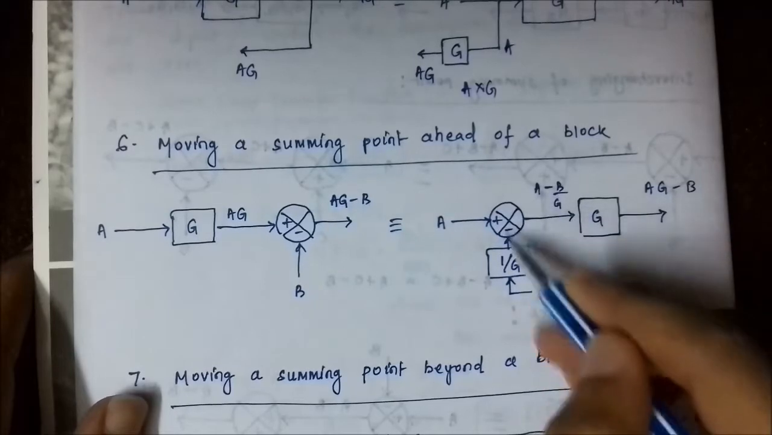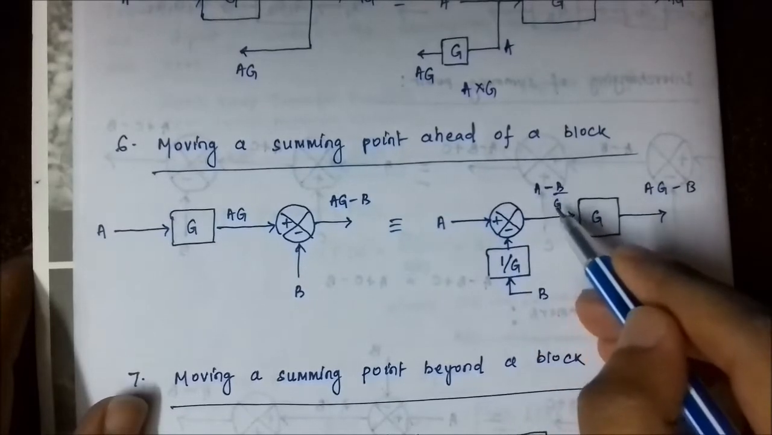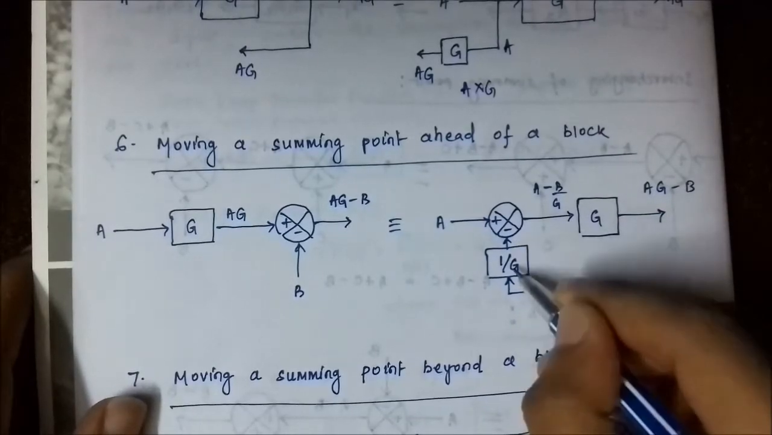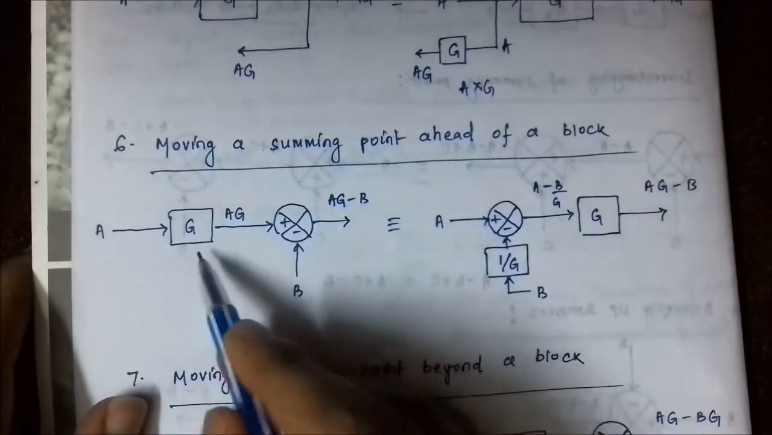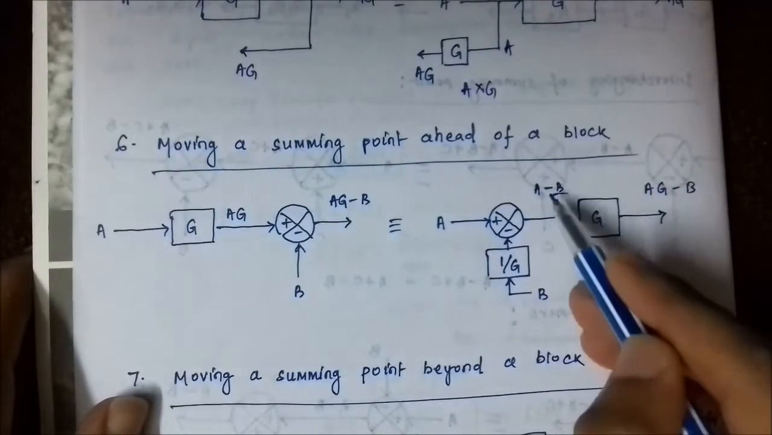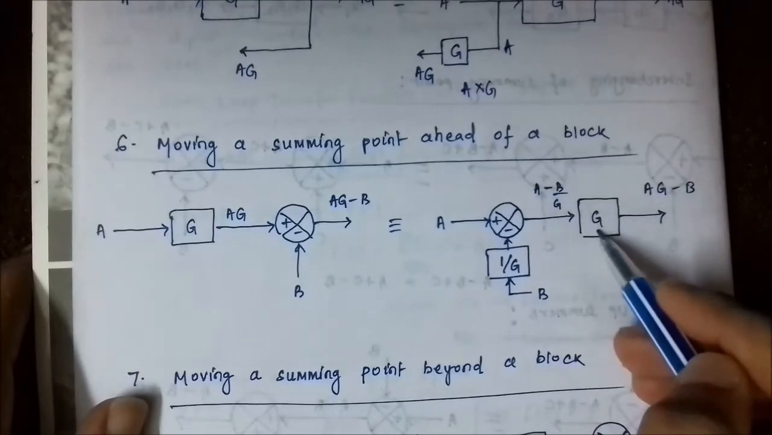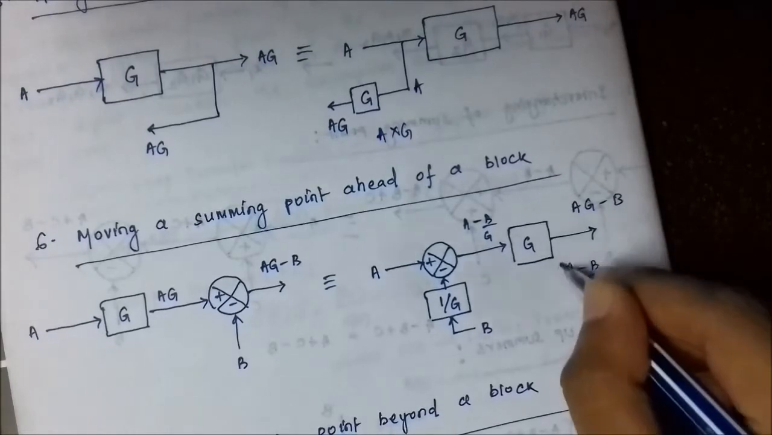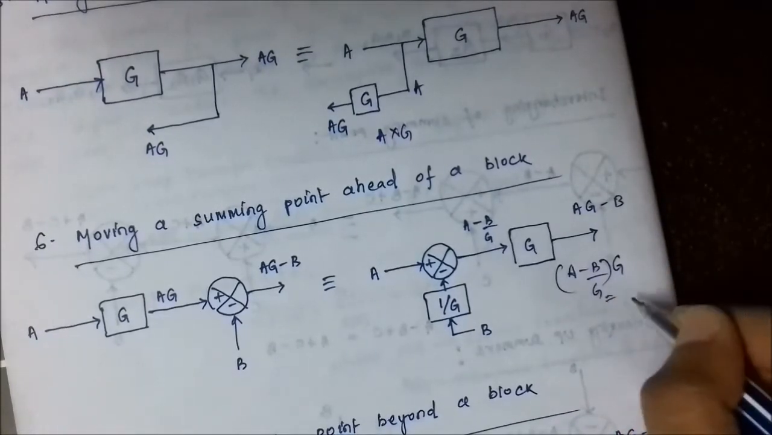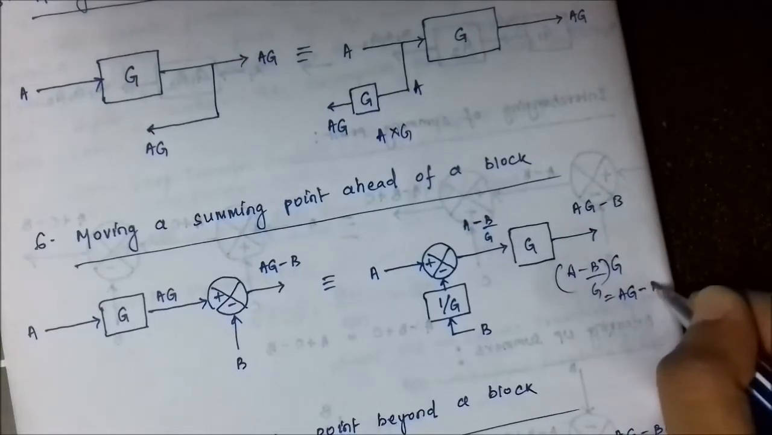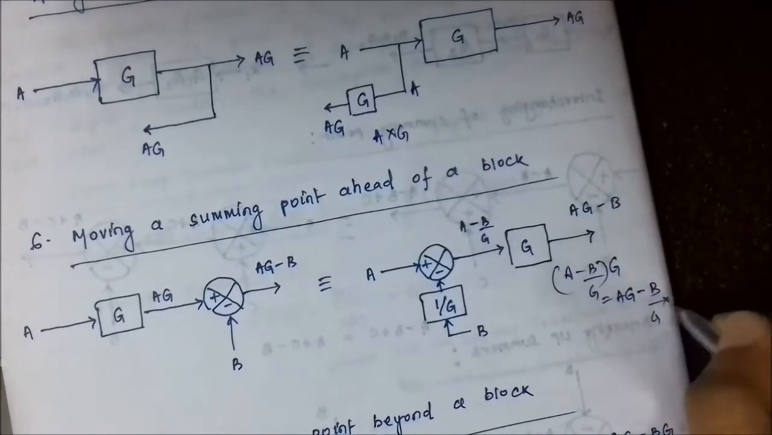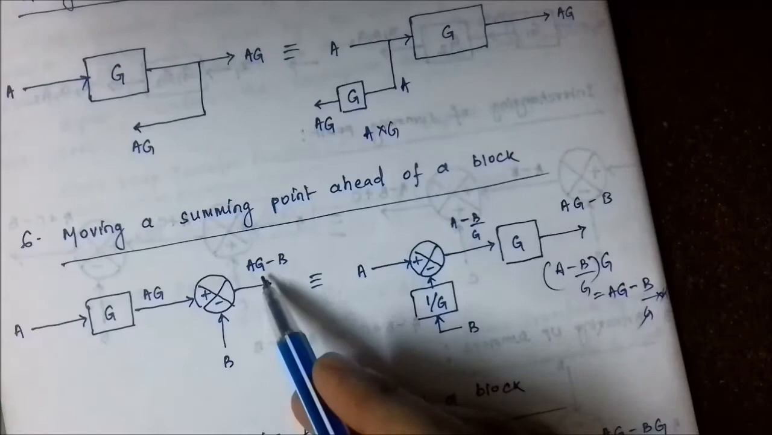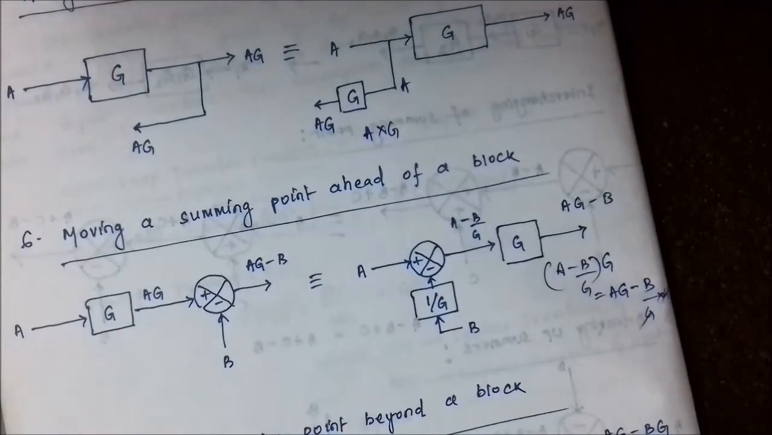So the output of this combination is A minus B by G. This signal value is B by G, B into 1 by G. Again this block has moved here. So when we multiply this signal with this block, we get (A minus B by G) into G. We get AG minus B. B by G into G, the G's get cancelled, we get the signal AG minus B. Here also AG minus B, here also AG minus B. The output stays the same.